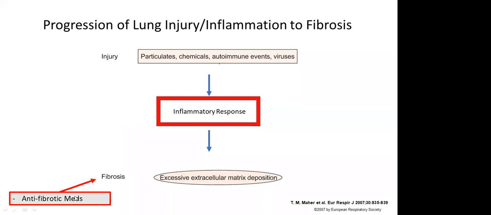There are antifibrotic medications, and those are used for fibrotic lung disease. So it's important to make the distinction between, does the person have inflammation on their CAT scan, or do they just have fibrosis on their CAT scan? Because there's going to be a difference in how you manage it.